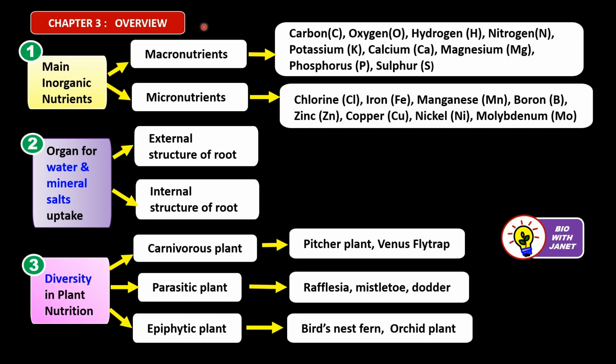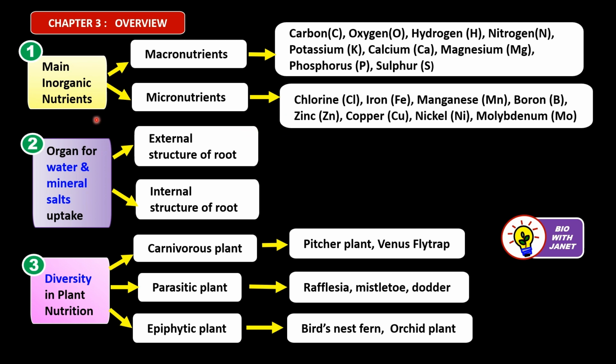Here is an overview of chapter 3. Firstly, we're going to discuss the main inorganic nutrients which are needed by the plants for healthy growth and development. These include the macronutrients and the micronutrients. Macronutrients are needed by the plants in larger amounts. These include carbon, oxygen, hydrogen, nitrogen, potassium, calcium, magnesium, phosphorus, and sulfur. Micronutrients are needed by the plants in smaller amounts. These include chlorine, iron, manganese, boron, zinc, copper, nickel, and molybdenum.